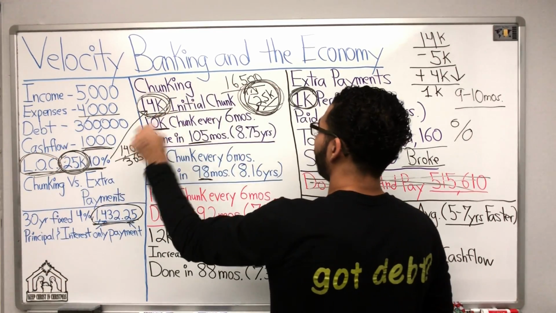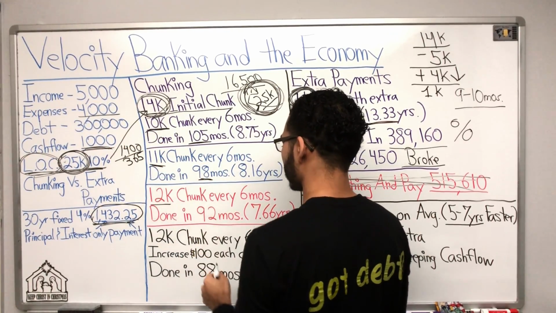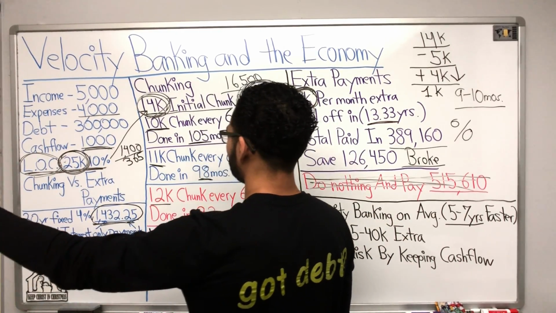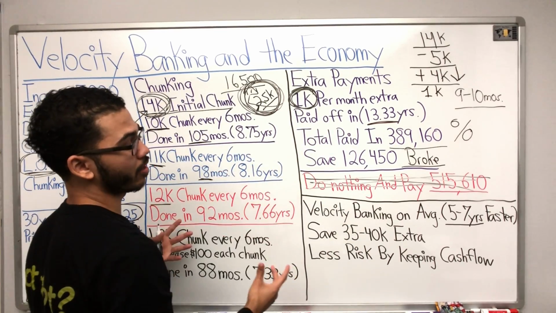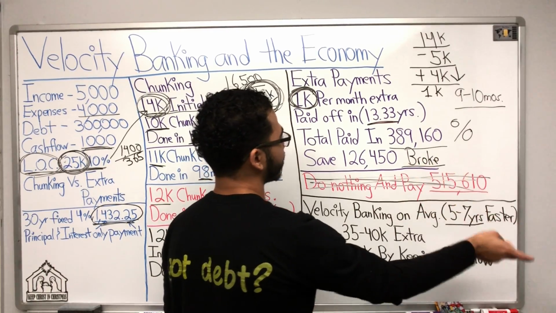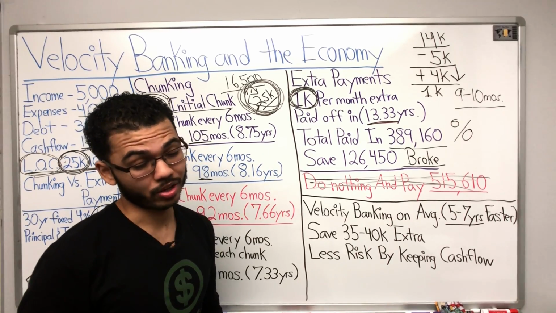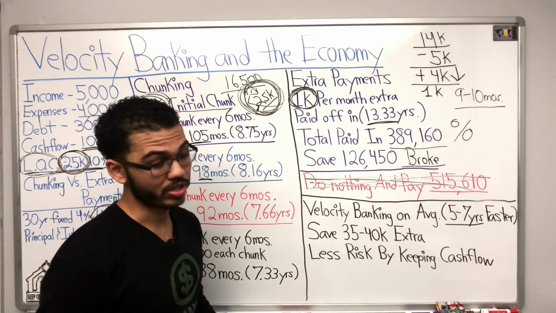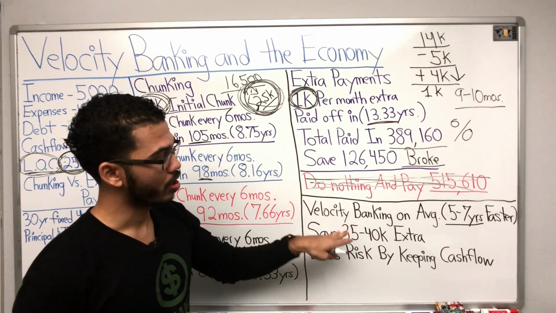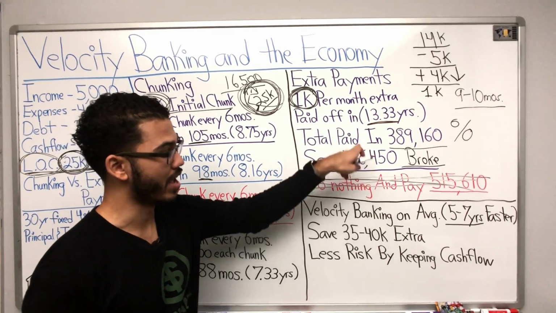Space is what's going to help me actually make these $10,000, $11,000, $12,000 chunks every 6 months to speed up the timeline. Okay? So when we break it all down, on average, velocity banking goes about 5 to 7 years faster than debt snowball. That's a lot of $1,432.25 payments that we saved doing velocity banking. On average, in this example, we saved an extra 35 to 40K on top of that number right there.